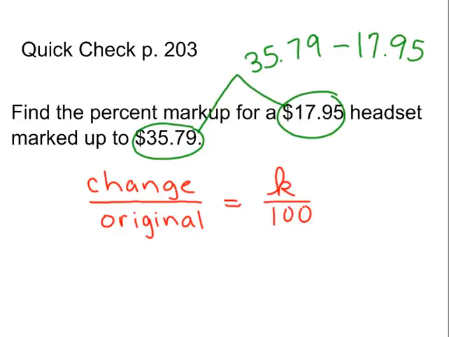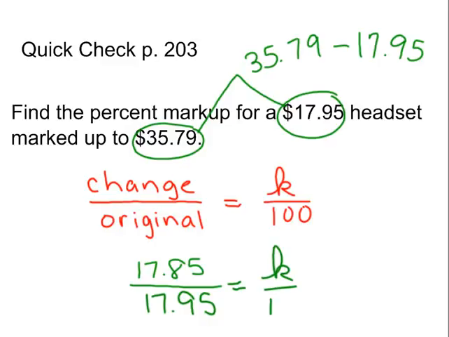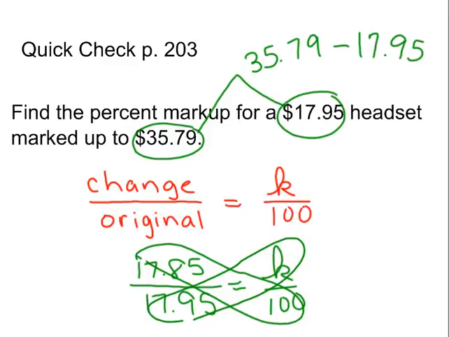To find the amount of change, we have to subtract $35.79 minus $17.95. We find the difference to find the change, and we should get $17.84. So we take that change and put it in the numerator, and the original price before we marked it up was $17.95. That was the store's cost, and that equals K over 100. Now we can cross multiply and find K. When we do that, we get 17.95 K equals 1785. But they don't want 17.95 K, they just want K.